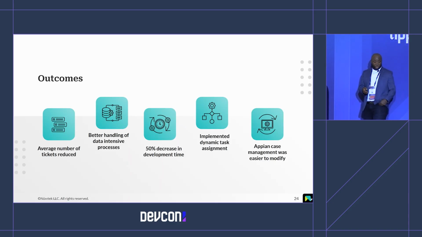All right, in terms of outcomes, we were able to achieve major operational outcomes with our implementation. The first being that the number of tickets created for this Case Management Studio solution was less than what was created for the previous case management tool that was being used. We were also able to better handle data-intensive processes, making the whole process a bit more accurate and scalable. And then the development time was reduced by half using Case Management Studio. This is one thing we saw as well.